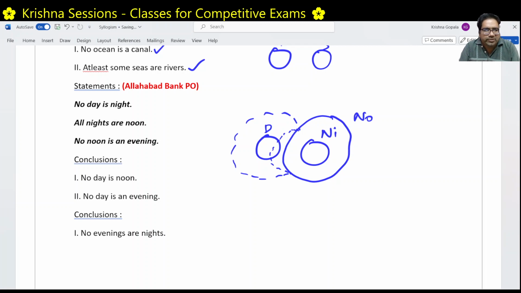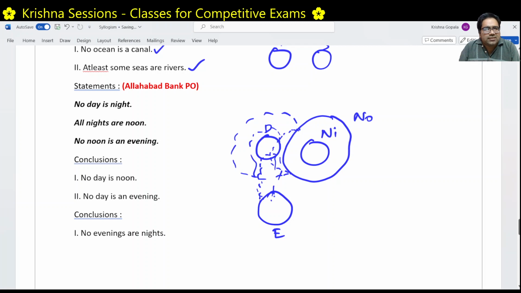Right. There's no intersection between noon and evening. Evening can be here. In fact, evening can take some part of day also. Right. Nothing is stopping. Evening can take some part of day or all part of the day also. Right. Nothing is stopping. This is evening. We can draw diagram in any way that we want. Depending on the situation, we'll draw the diagram.